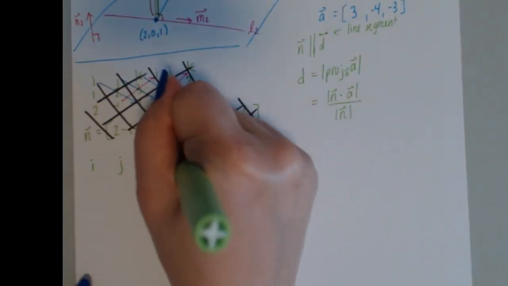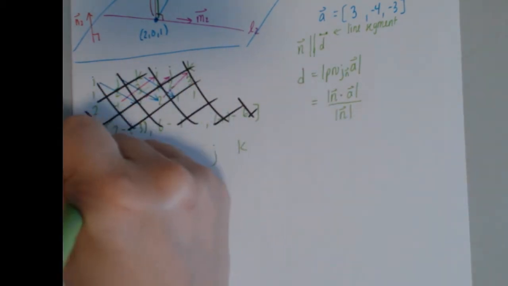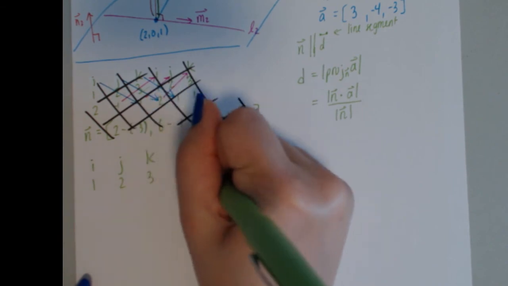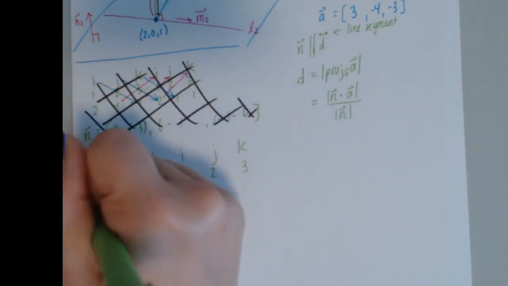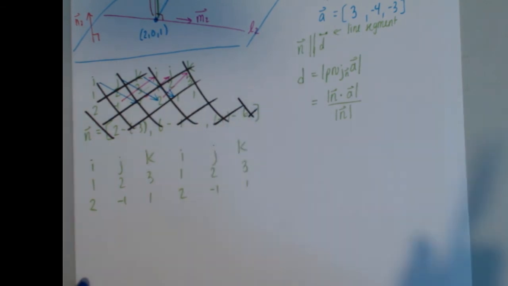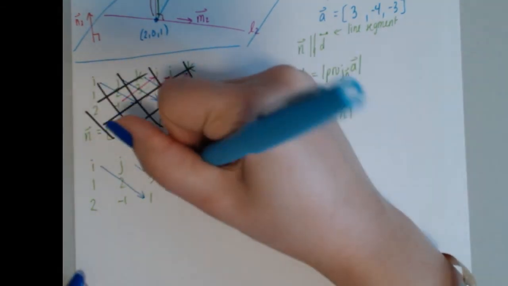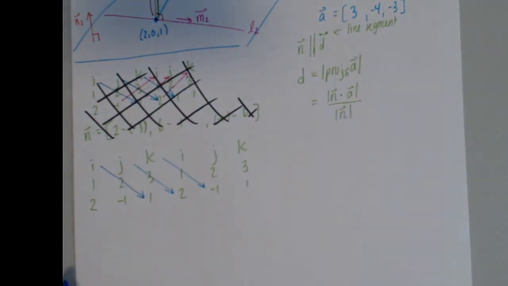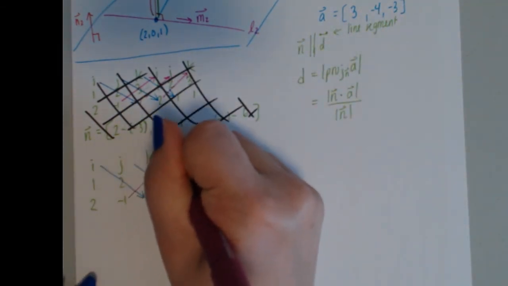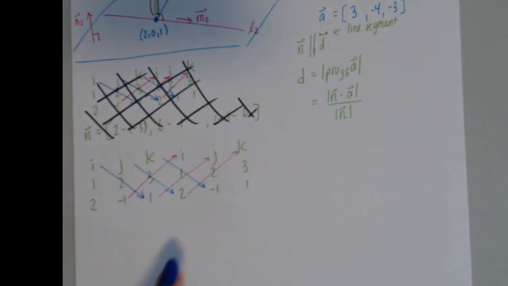i, j, k, i, j, k. And let's see, my first vector is 1, 2, 3, 1, 2, 3. And then I have 2, minus 1, 1, 2, minus 1, 1. I really want to make sure that I'm drawing these arrows through the right points, because if I don't, I'm not going to be using the right values in my calculation. Yeah, see? For k, it should be 2 times 2. All right, so that's looking a bit better.